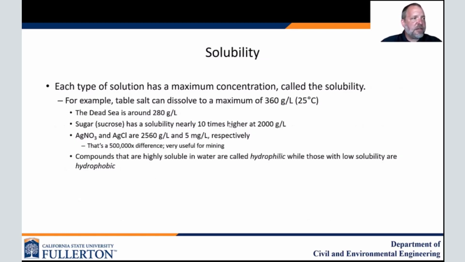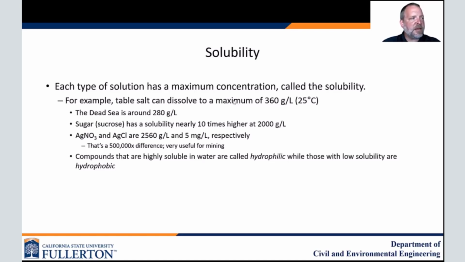Each type of solution has a maximum concentration, and we call that the solubility. For example, table salt, regular sodium chloride, can dissolve to a maximum of about 360 grams per liter at 25 degrees Celsius. The Dead Sea, in comparison, is around 280 grams per liter. The saltiest body of water on Earth is around 280 grams per liter. Regular table sugar, or sucrose, has a solubility much, much higher at 2,000 grams per liter.